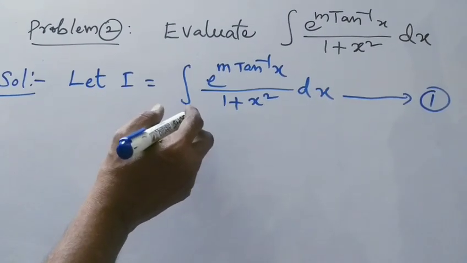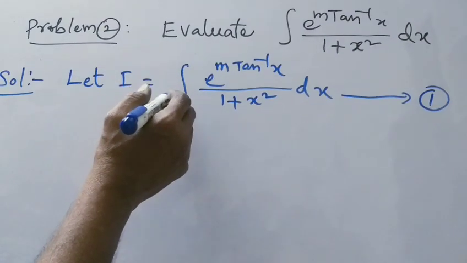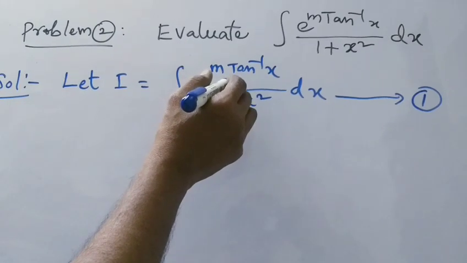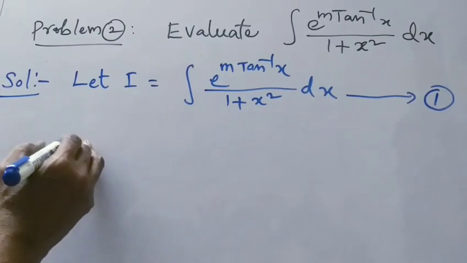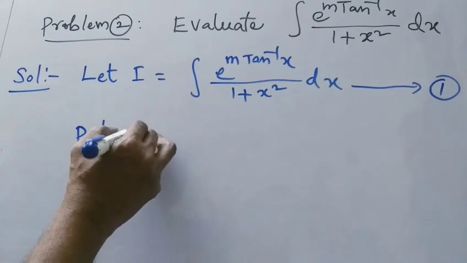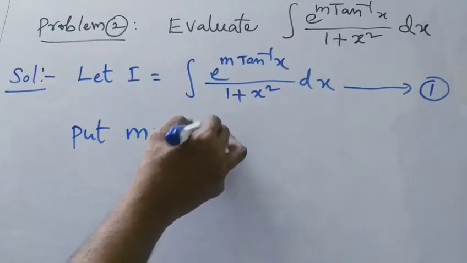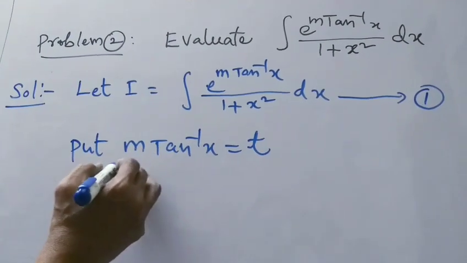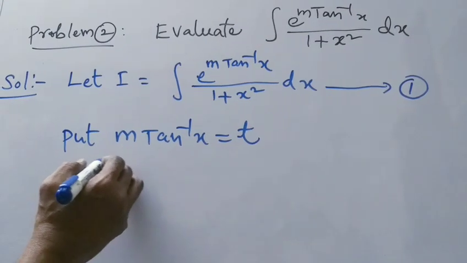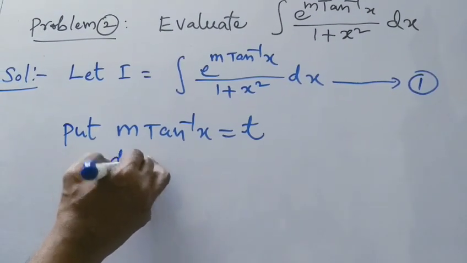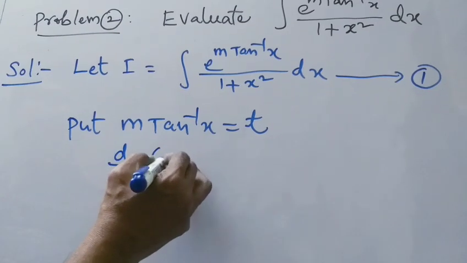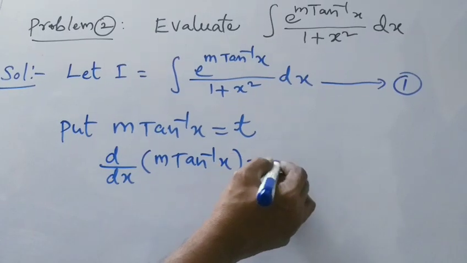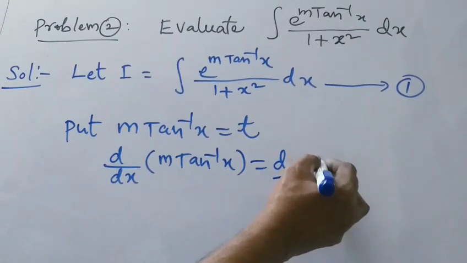This is also the substitution method. So here we have to take m tan inverse x. Put m tan inverse x is equal to t. Differentiate it on both sides with respect to x. That means d by dx of m tan inverse x is equal to d by dx of t.